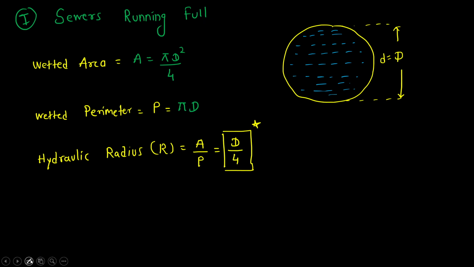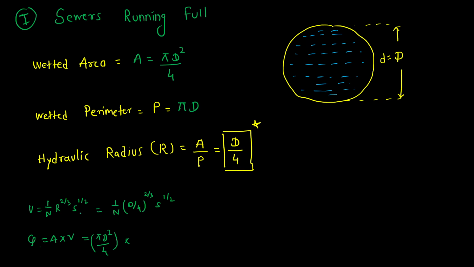Now we know the two formulas here. What are the two formulas that we know? V is equal to Manning's formula, 1 by n r to the power 2 by 3 s to the power 1 by 2. Here n is a constant value, r is this d by 4 we have calculated, to the power 2 by 3, and s to the power 1 by 2. And similarly Q is equal to area into velocity. Area we have calculated, pi d square by 4, multiplied by velocity. In the first equation we have calculated 1 by n d by 4 to the power 2 by 3 s to the power 1 by 2.